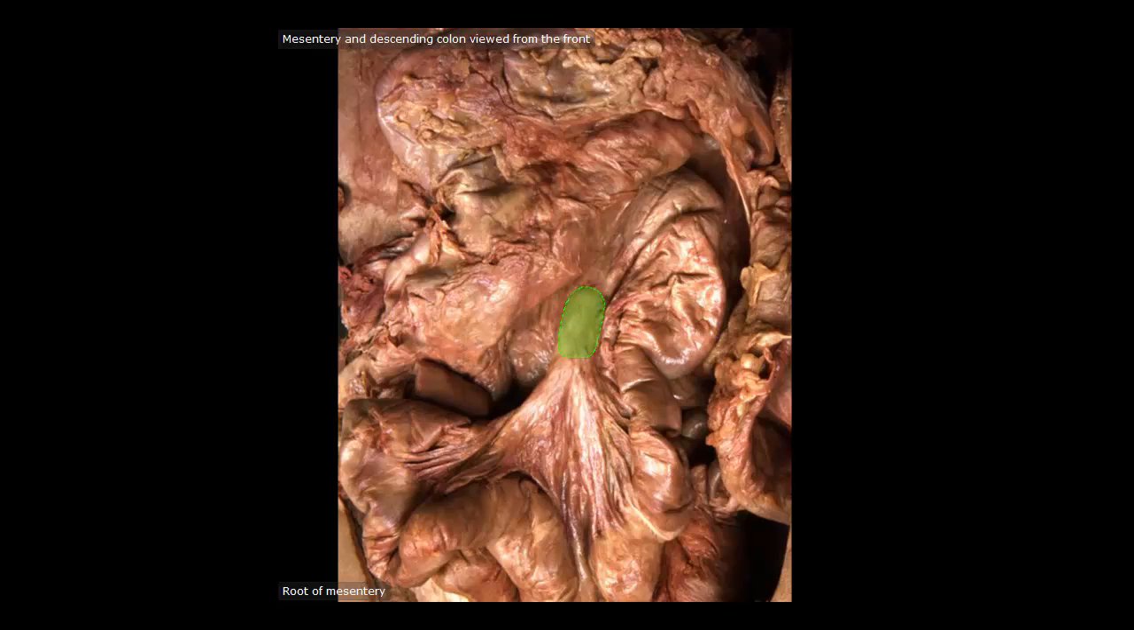the posterior abdominal wall. Then here is the horizontal or third part of the duodenum, and the jejunum and ileum are now highlighted here. Remember, they don't really have very distinct demarcations where one or the other starts. And the greater curvature of the stomach is outlined right here.